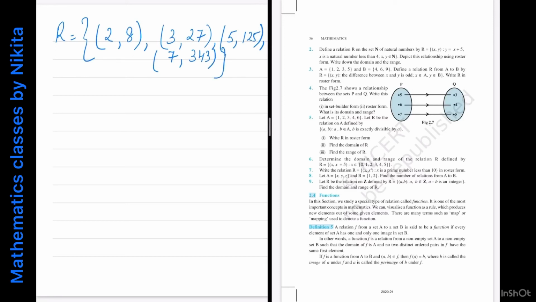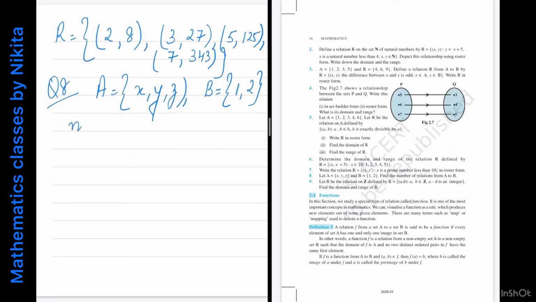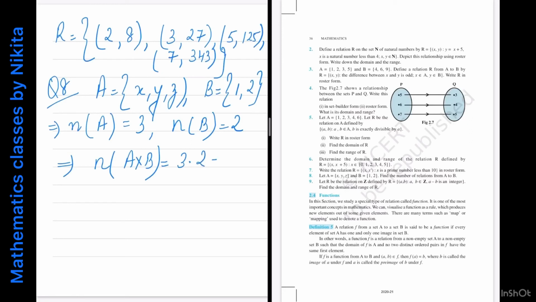Next question. Let A equal {x, y, z}, B equal {1, 2}. You have to find the number of relations from A to B. So we are interested in the cardinality first of all. Now from here what I get is that n(A) is 3 and n(B) is equal to 2. And this implies that n(A cross B) is equal to 3 into 2, which is equal to 6.